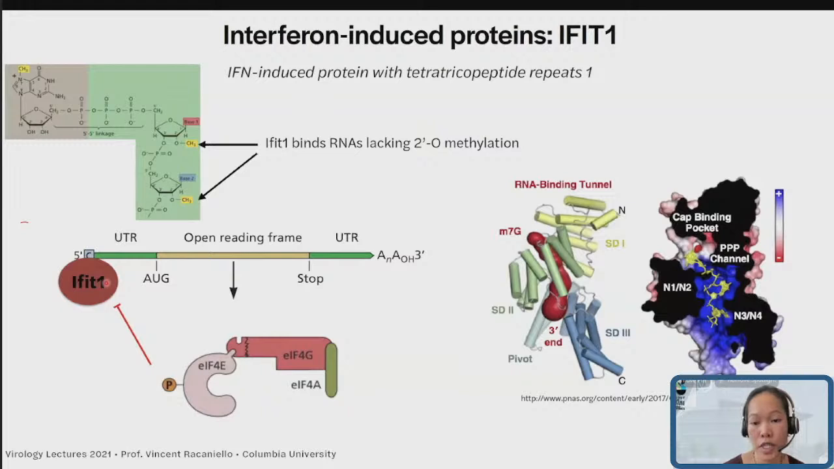So this is an example where this is IFIT1, and this is the 5' end of a virus, and you can see how IFIT1 surrounds or wraps the 5' end. And that alone can inhibit virus translation.